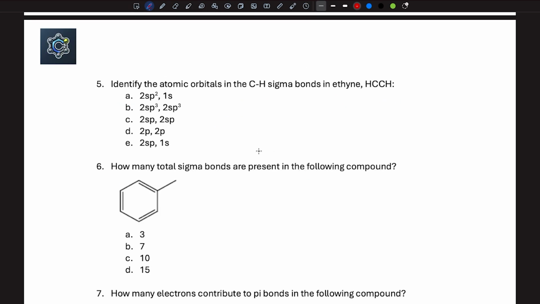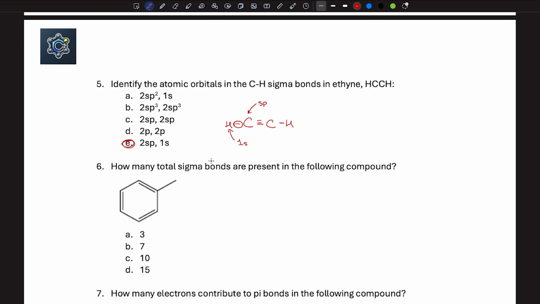Now in this problem, they're asking us a similar question about the same molecule, ethine. So let's redraw ethine. But now they're not asking us about the carbon-carbon sigma bond. They're asking us about the carbon-hydrogen sigma bond. So one of these. And again, you just have to realize which atomic orbitals are interacting to create this bond. This carbon is sp hybridized because of that triple bond. And this hydrogen only has one electron to give, which is in the 1s orbital. Remember your electron configurations. And so our answer should be 2sp, 1s. So the answer is E.